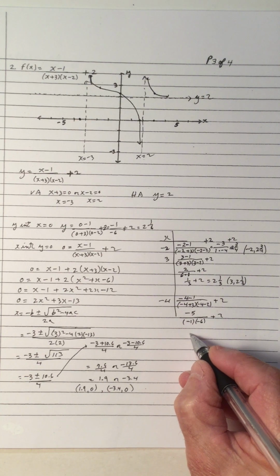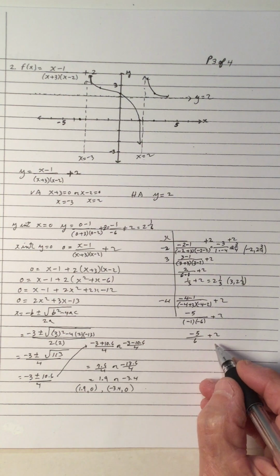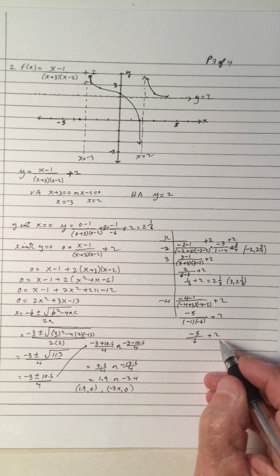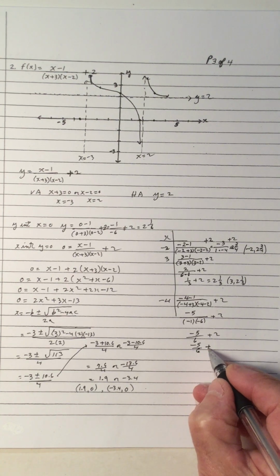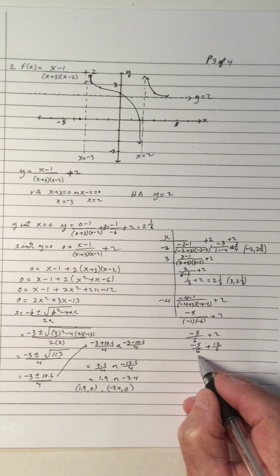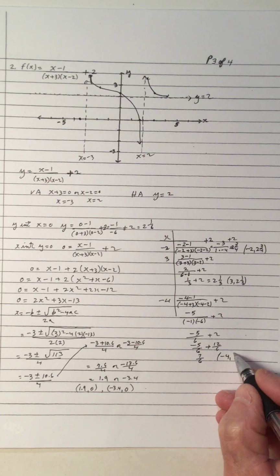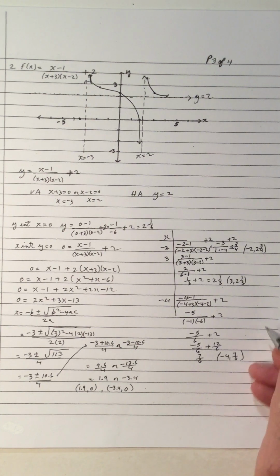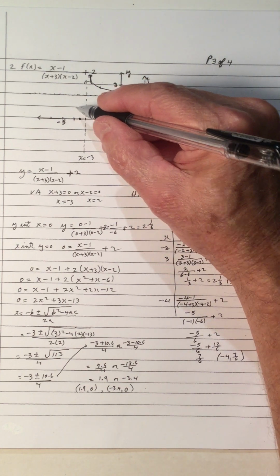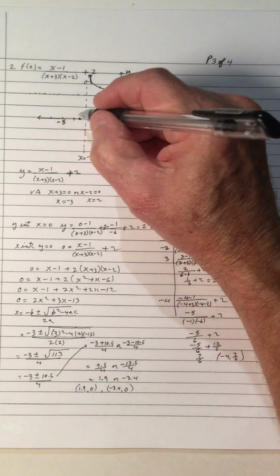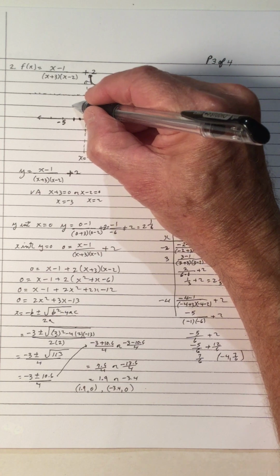So that's -5 over 6 plus 2. So that's -5 over 6 plus 12 over 6. So that's 7 over 6. So this point is -4, 7 over 6. And 7 over 6 is 1 and 1/6. So it's right here. So there's the -4. So it's right here.